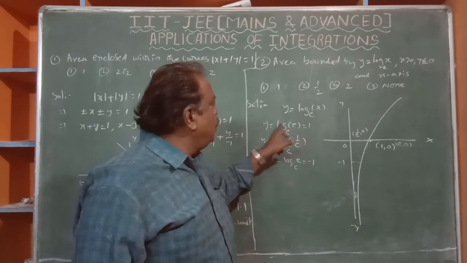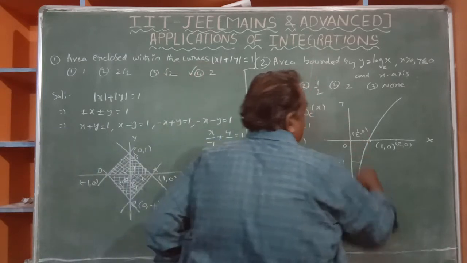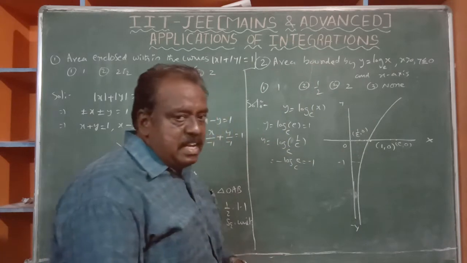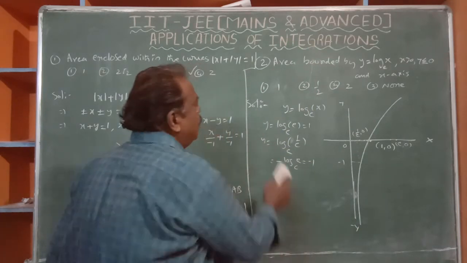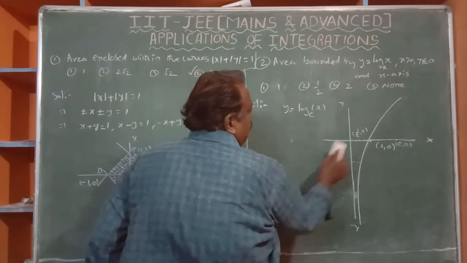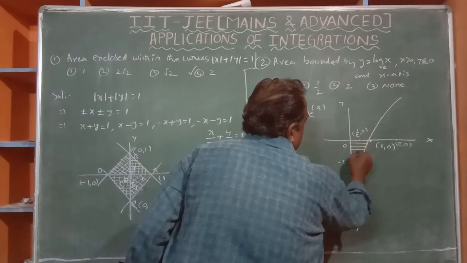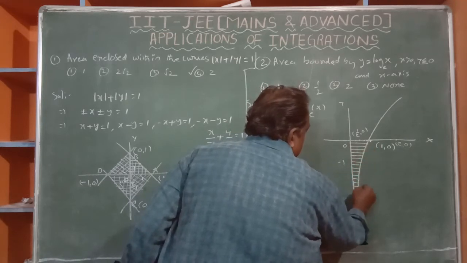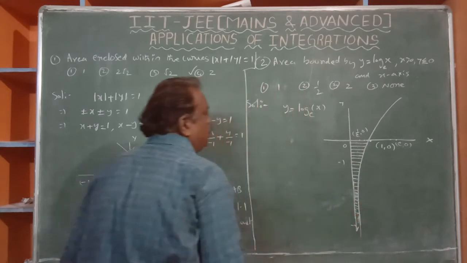When x is equal to e, we get y is equal to 1. Here it is 1. You assume like this, but all this is not needed. It is only for the purpose of knowledge. Okay? Without all this one, but here we shade the area. This one is the required area, and it is going on up to infinity.